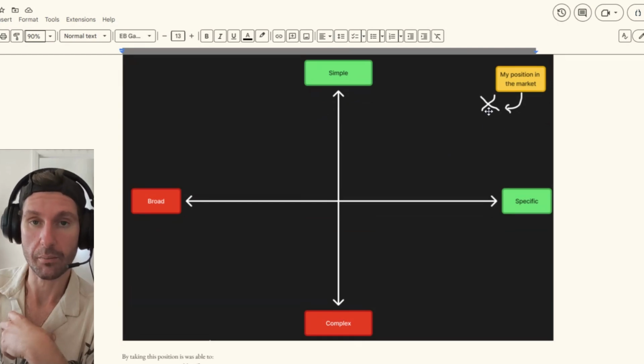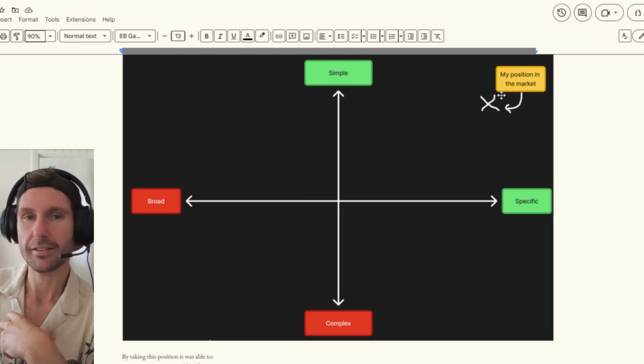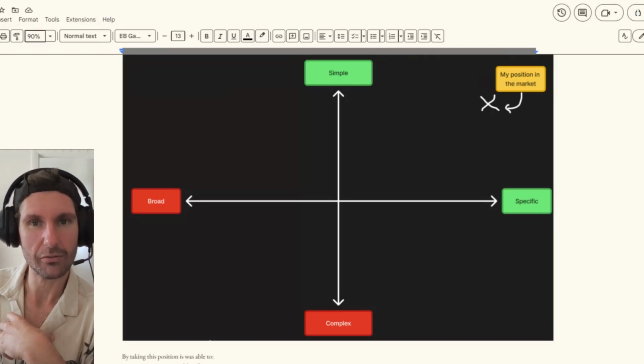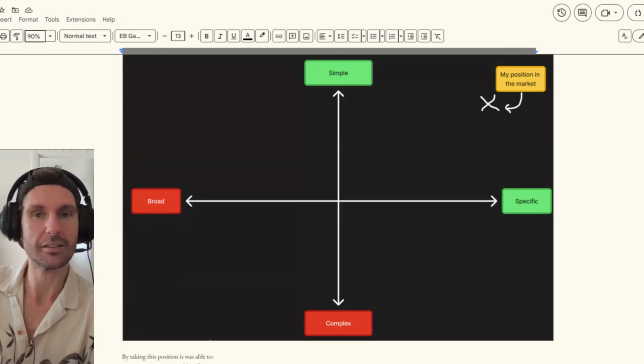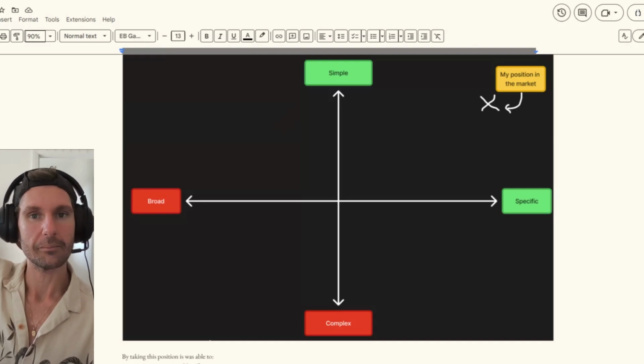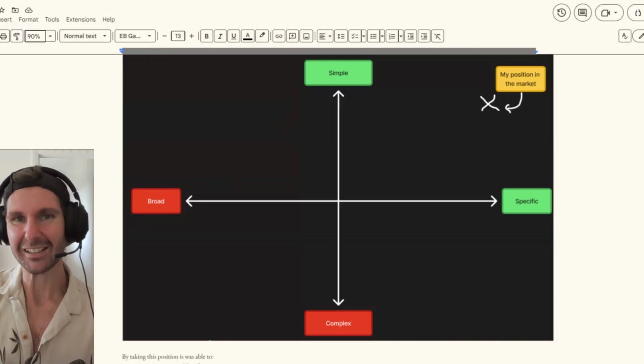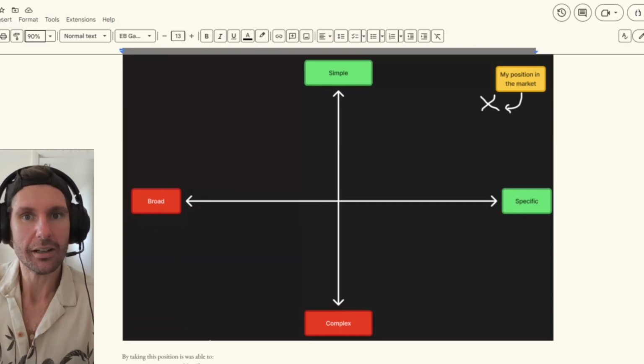And my position in the market is that I want my ideal clients to think to themselves, this is so simple. This is so easy to understand. It's so straightforward. But I want them to also think, holy shit, this is so specific. This isn't just surface level. This is really tactical, in-depth stuff. But it's not complex. It's so simple because of the way that it's laid out.